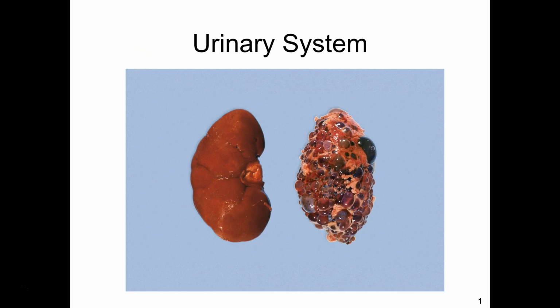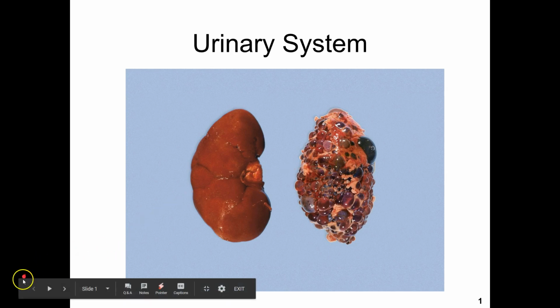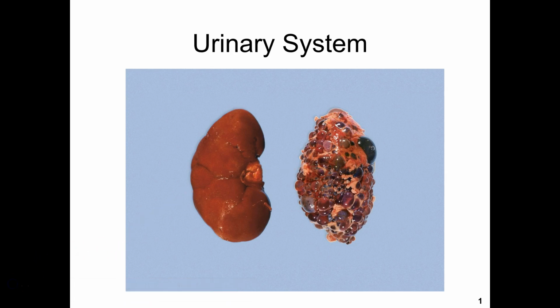In this lecture, we're going to talk about the urinary system. Here on the left, you have a normal looking kidney, and on the right, there is obviously a very distressed looking kidney. In fact, this person looks to be suffering from something called polycystic kidney disease, and you can see the cysts growing in there.